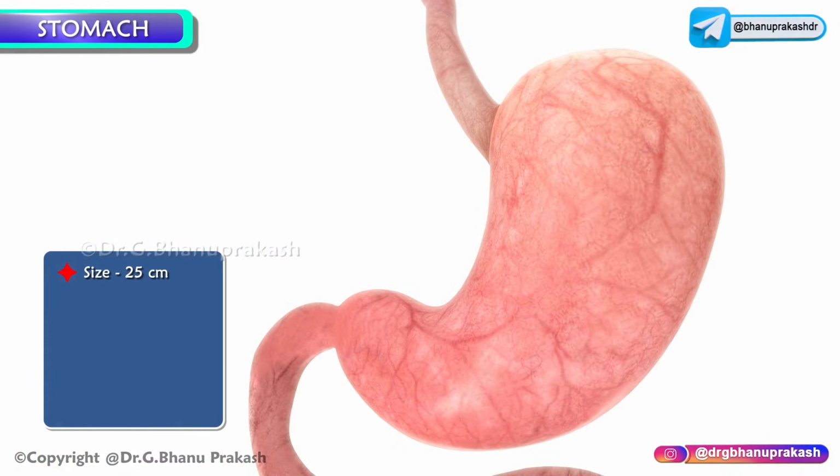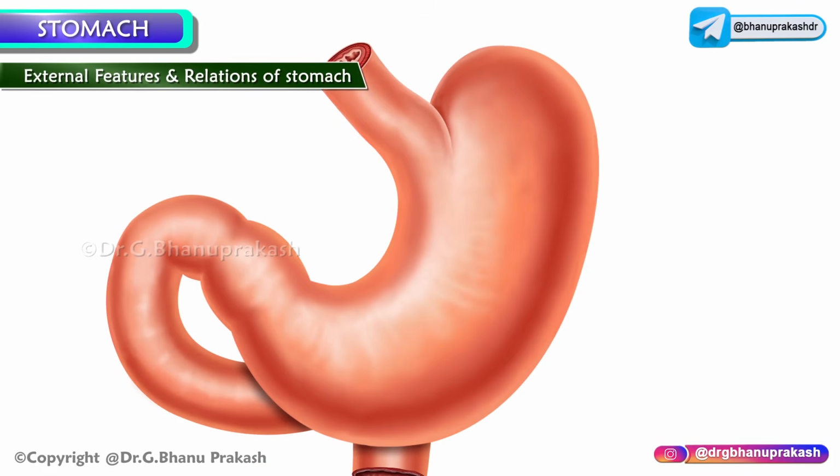The size of the stomach is approximately 25 centimeters long in adults, and its mean capacity differs, that is 30 ml at birth, 1 liter at puberty, and approximately 1.5 to 2 liters or more in adults. Now let us concentrate on external features and relations of stomach.